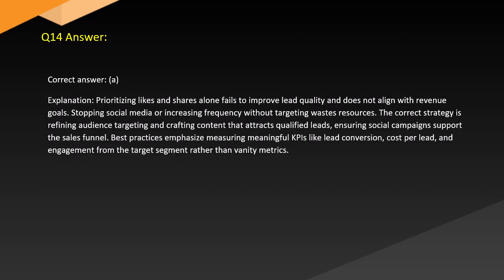Answer. Correct answer, A. Explanation. Prioritizing likes and shares alone fails to improve lead quality and does not align with revenue goals. Stopping social media or increasing frequency without targeting wastes resources. The correct strategy is refining audience targeting and crafting content that attracts qualified leads, ensuring social campaigns support the sales funnel. Best practices emphasize measuring meaningful KPIs like lead conversion per lead and engagement from the target segment rather than vanity metrics.